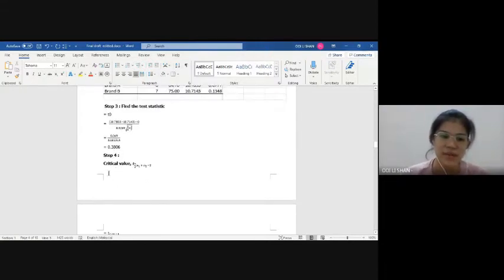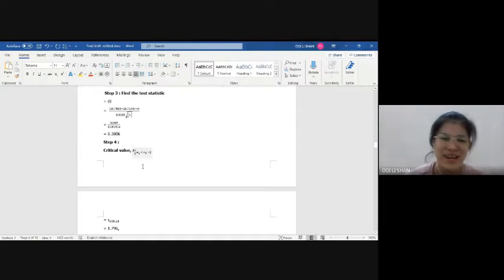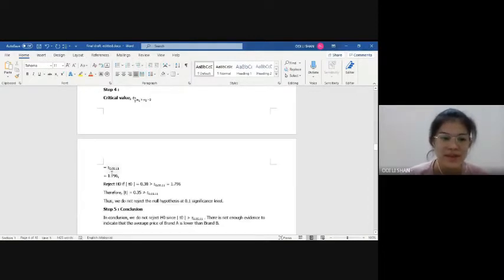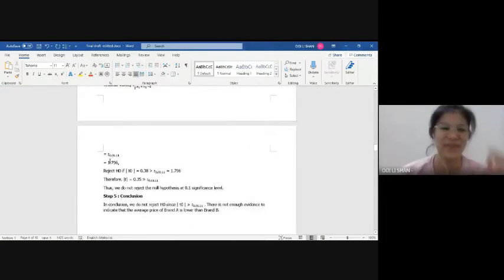Step 4 is, we can count the critical value, which is t alpha over 2, with the number of brand A plus the number of brand B minus 2 degrees of freedom. And we find the answer, then we can take 0.05, 11. Then using the T table, we get the answer 1.796.